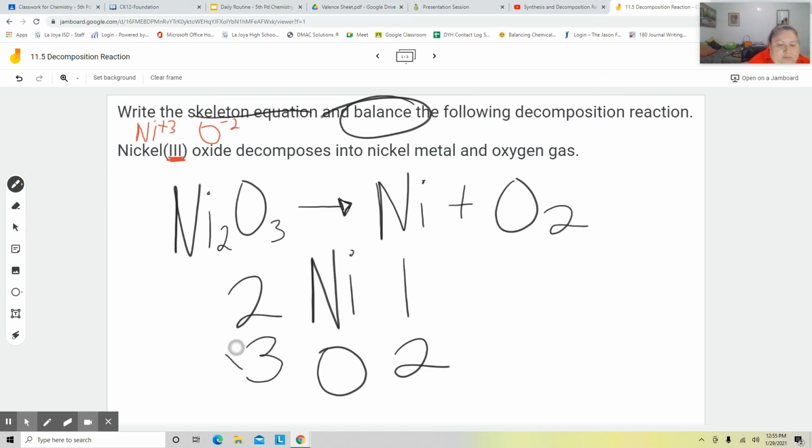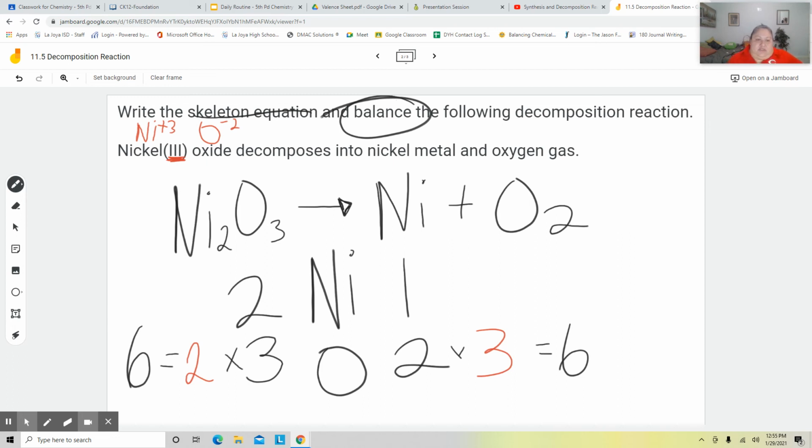Okay, so I'm going to multiply here by the opposite. Oops, not that. I'm going to multiply by the opposite number. And for the left, a 2. For the right, a 3. And check out how they balance. Right? Everybody got me there?